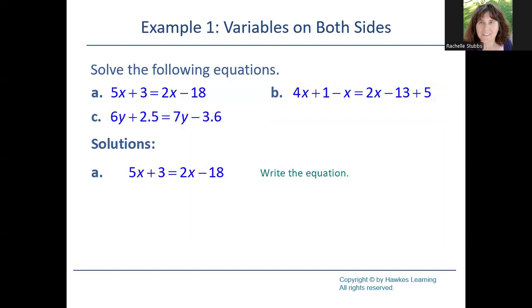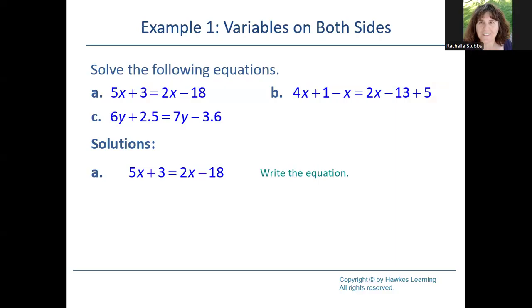You'll notice on A that I have x's on both sides of the equation. I also have constants on both sides of the equation. So I get to choose what side I want to move the x's to and what side I want to move the constants to. Generally, I like to move the x's to the left, but sometimes if I'm trying to keep the whole equation a positive 1, I will move it to the right.